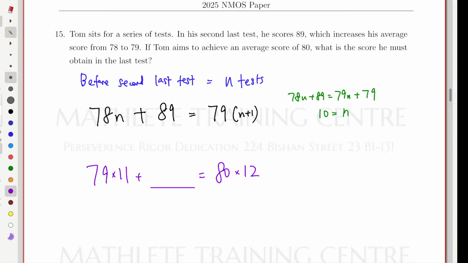So let's go and calculate. 80 times 12 is equal to 960. 79 times 11 is going to be equal to 869. So what number do you need to add? You need to add the number 91. 869 plus 91 will give you 960.